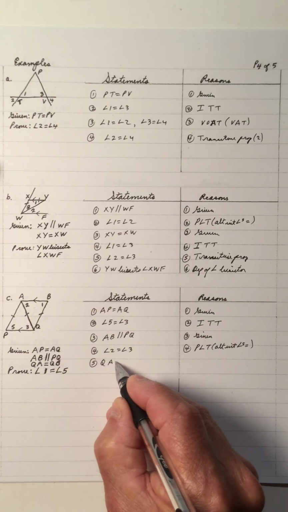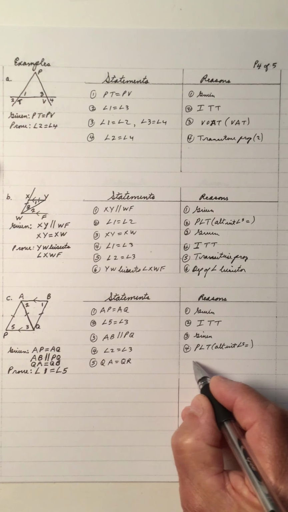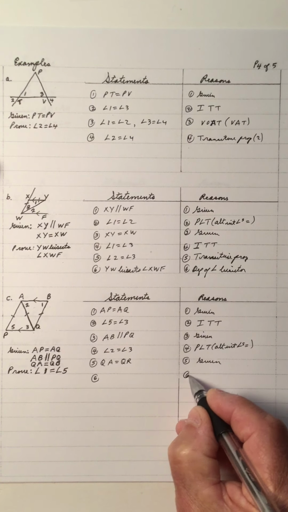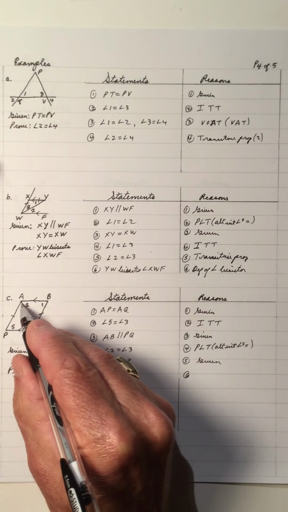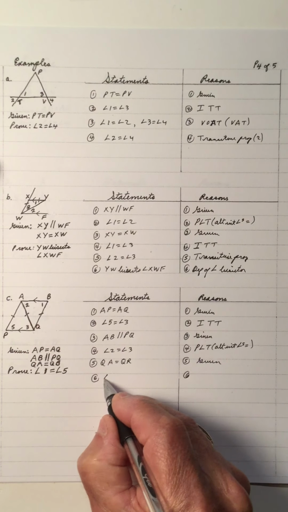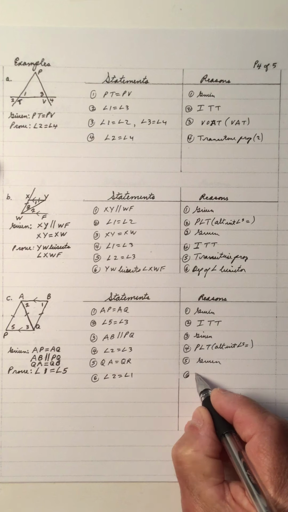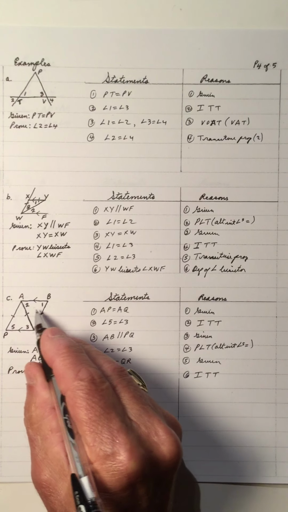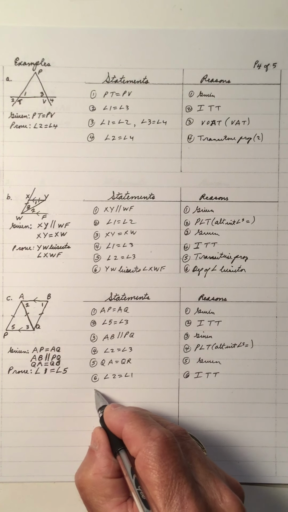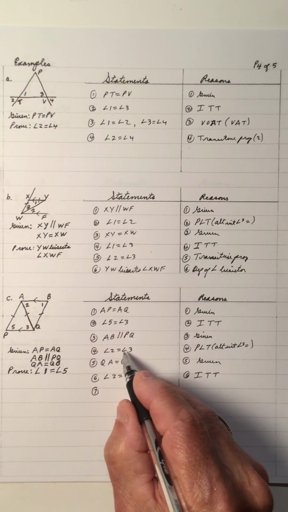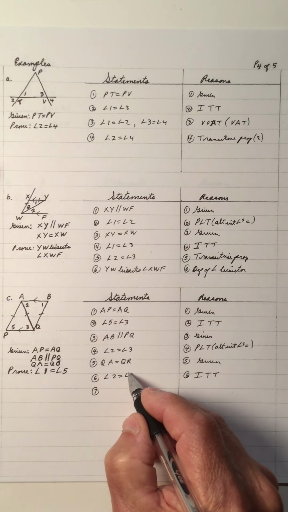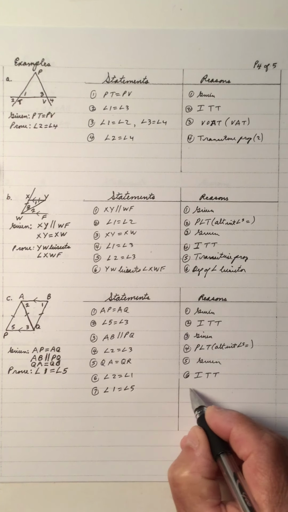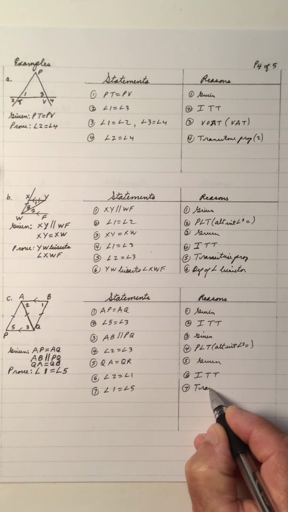So QA equals QB, given. So if these two sides are equal, QA and QB, that means that angle 2 is equal to angle 1 by ITT. If two sides of a triangle are equal, then the base angles are equal. The angles opposite those sides are equal. So put them all together. 5 equals 3, 2 equals 3, 2 equals 1. So we have that angle 1 is equal to angle 5. And again, transitive property of equality.